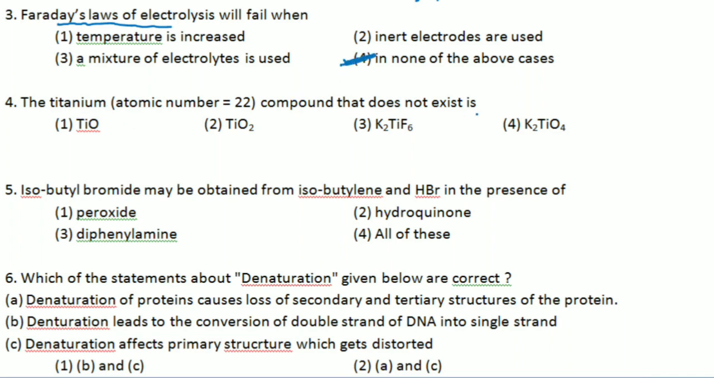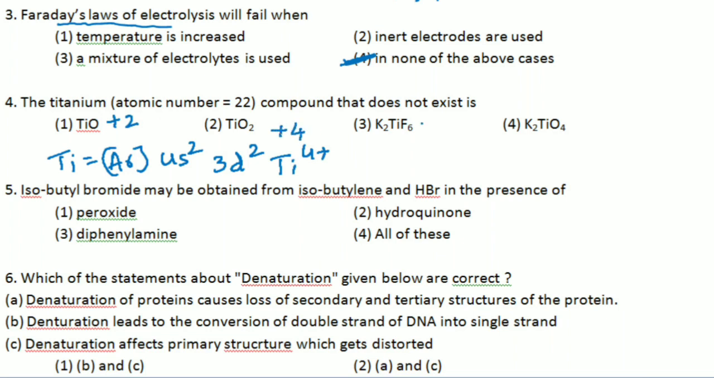Titanium compound that does not exist. Remember, the titanium configuration is argon 4s2 3d2, so the maximum oxidation state possible is plus 4. If any of these compounds has more than plus 4, it is not possible. Here titanium is plus 2. Here it is plus 4. Here also, if you calculate, plus 4. But here, potassium is plus 1 each, oxygen is minus 2, so titanium comes out to plus 6. Plus 6 is not possible. Because of that, the answer for this question is 4.